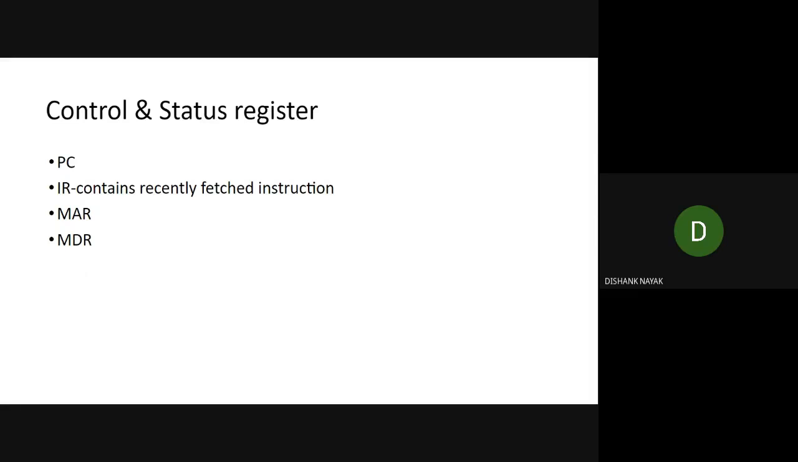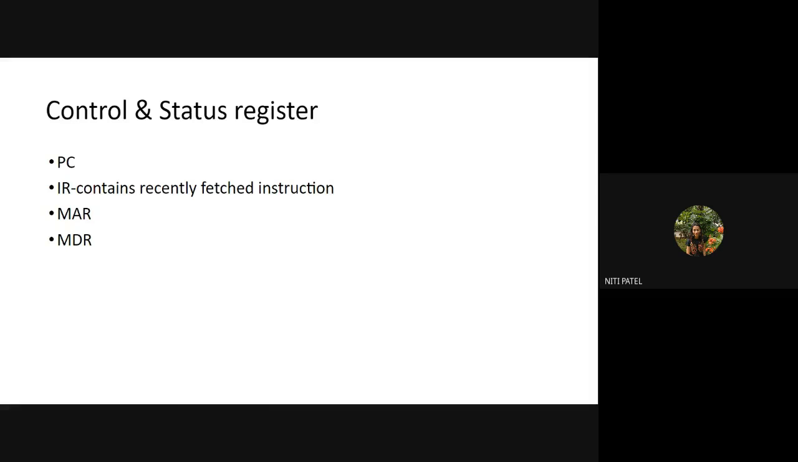Yes, ma'am. Okay. Now let us start with the control and status registers. With this, we have completed user visible registers. Which are they? PC. What is PC? Program counter. What is the function of program counter? It is going to tell you which is the next instruction to be executed. So the program counter points to the next instruction in the queue which has to be executed.